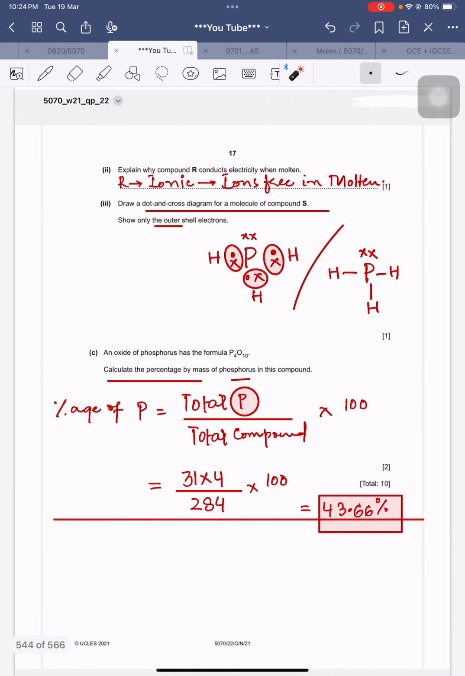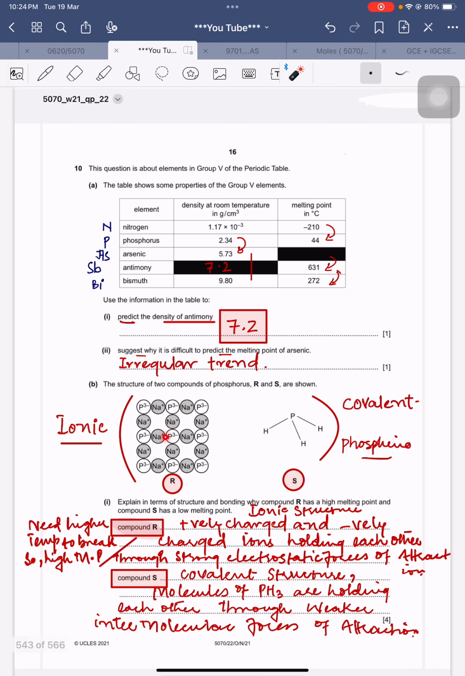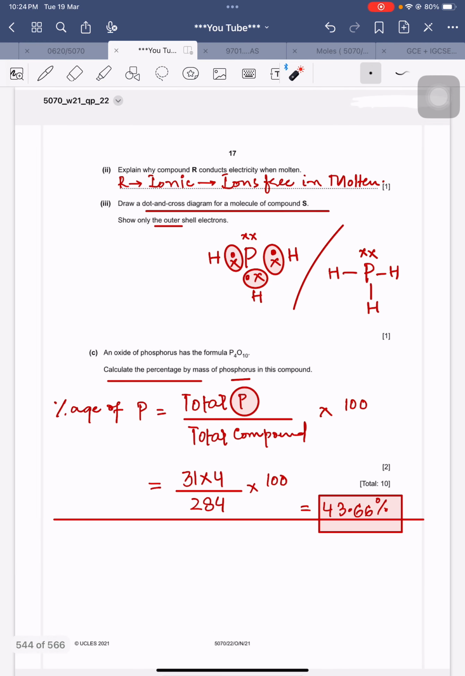Now I am on the next page. Explain why compound R conducts electricity when molten. You can see that compound R has a stronger electrostatic force of attraction. So when we heat it, the forces of attraction will be broken and the ions are free in the molten state. They are asking us to draw the structure of S, a dot and cross diagram.